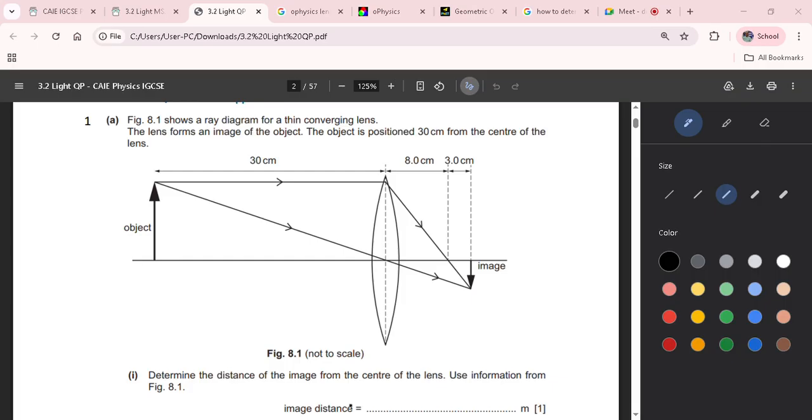Which one is the image? This one is the image, right? Yeah, this one is the image, and this one is the object. The question is the image distance. What do you think the image distance is? It's the distance from the center of the lens to the image. So from there to there, how many centimeters?